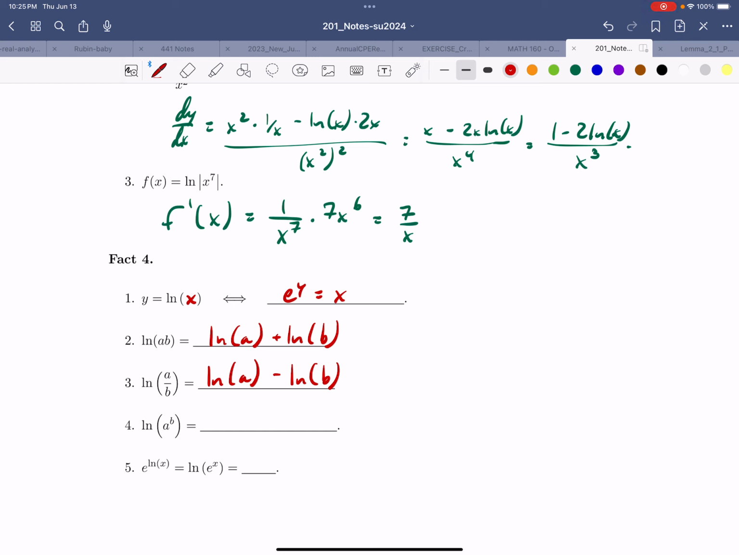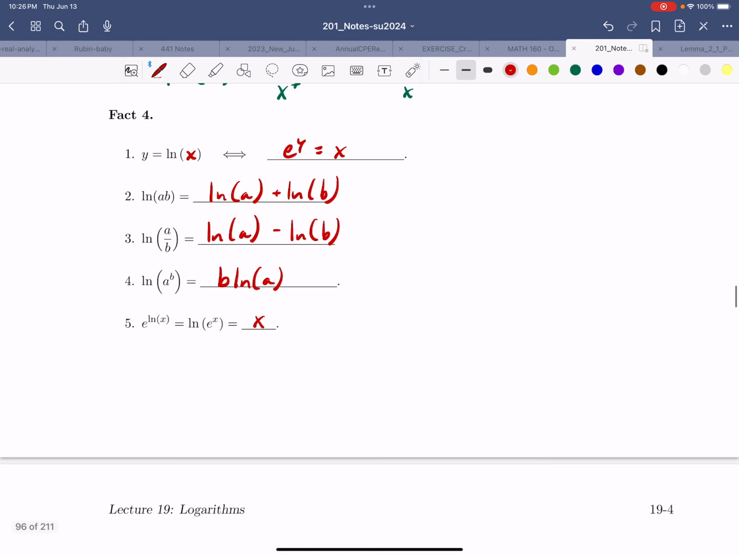Number 4 is something also exponential, if you think about it, but maybe something you wouldn't quite expect. ln of a to the b winds up being b ln of a. All right, so that b just comes down right in front. Very, very nice. Okay? And last but not least, e to the ln of x equals ln of e to the x, which equals x, right? They're inverses.